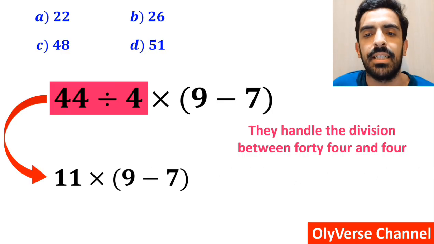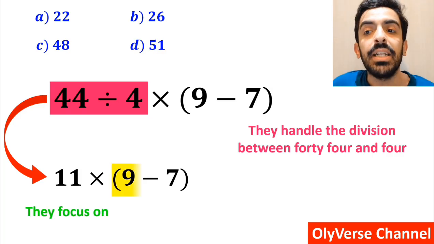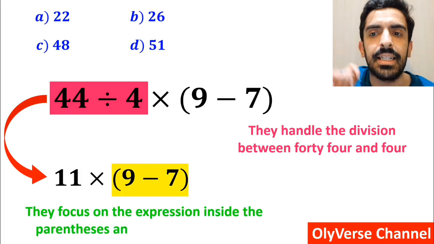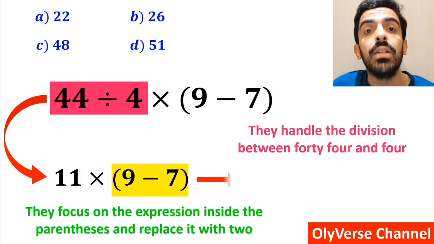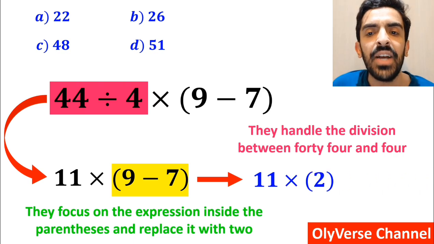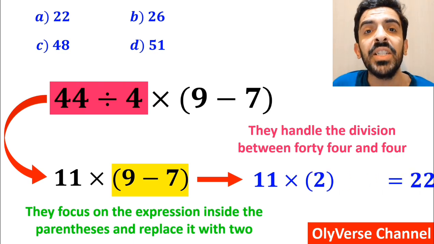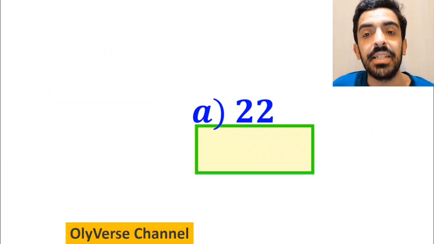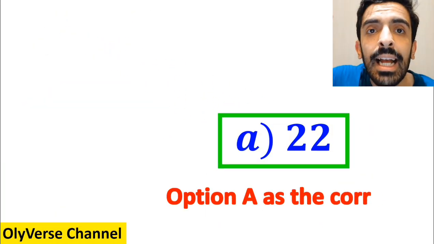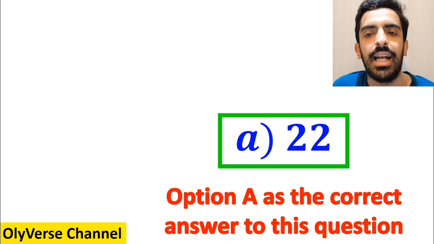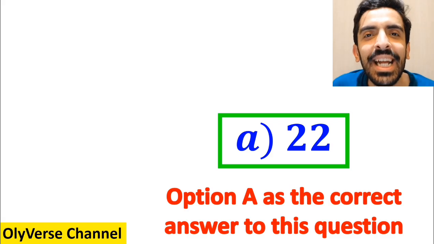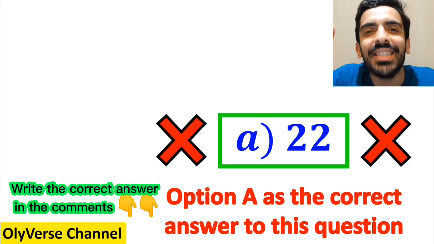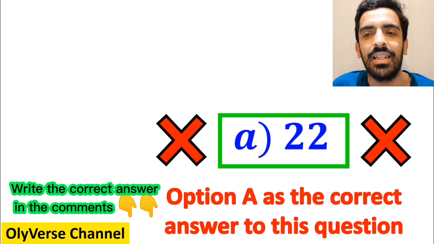And the final step, they focus on the expression inside the parentheses and replace it with 2. So, this expression becomes 11 multiplied by 2, which finally gives them the answer 22. Then, they quickly look at the options and choose option A as the correct answer to this question. But, I have to say, we were tricked and it's not the correct answer to this question.